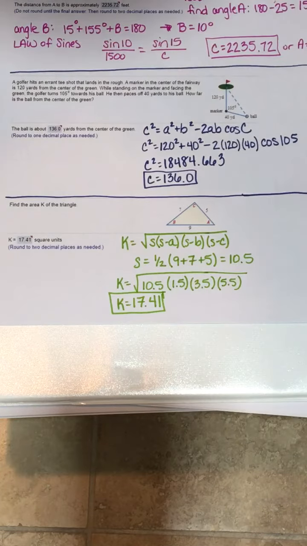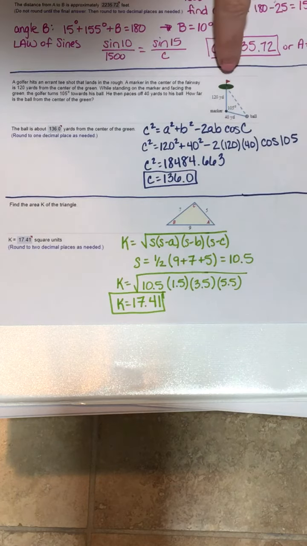Okay guys, here's the golf problem. I've seen this one probably 3 times at this point. They like it. It's a nice law of cosines problem. So a golfer hits a shot, the ball ends up over here, but the tee's way over here. How far is the ball from the tee?